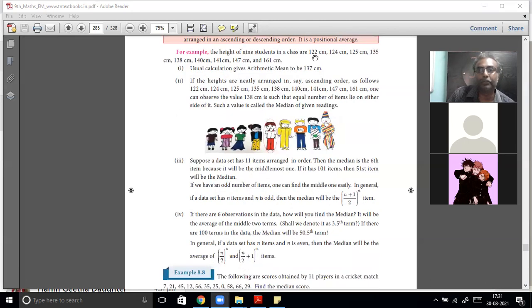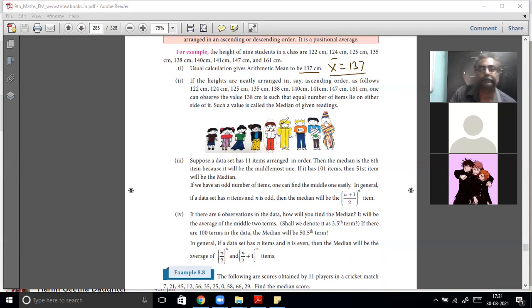For example, the heights of 9 students are 122, 124, 125, 135. This is ascending order. You understand? Already this is in ascending order. Now, if you calculate the sum of all of that and divide by 1, 2, 3, 4, 5, 6, 7, 8, 9, n is equal to 9. If you divide by 9, you will get the mean as 137. Okay, this is the mean. X bar is equal to 137.